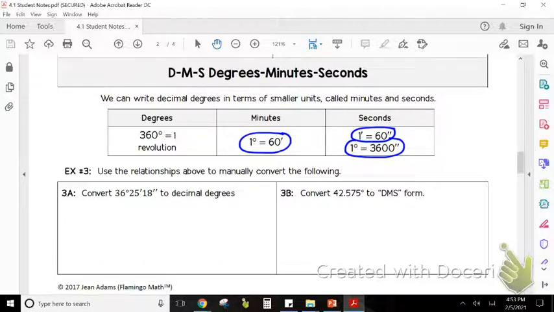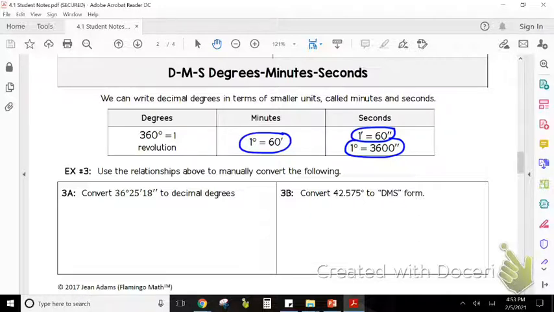So 3A tells us we want to convert 36 degrees, 25 minutes, and 18 seconds to decimal degrees. So if I want to go to, notice my degrees and my minutes don't have decimals in them. So this is how I can remember to do this. I want to make them smaller. So to make something smaller, I need to divide it by something bigger.